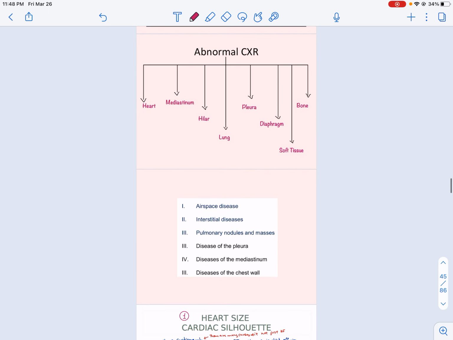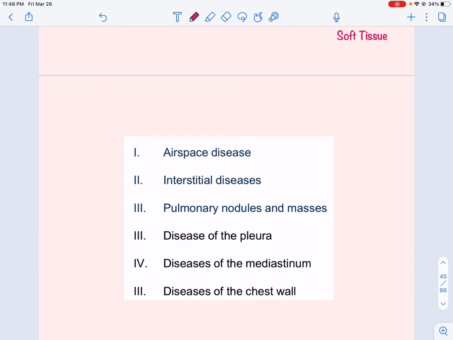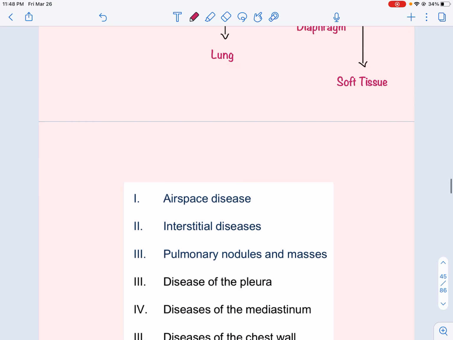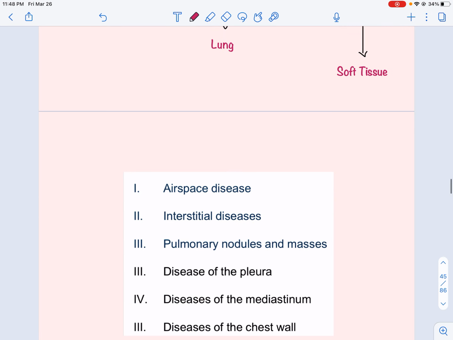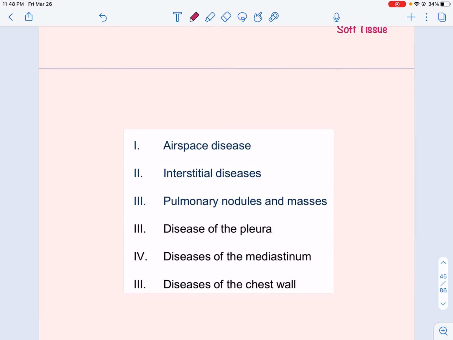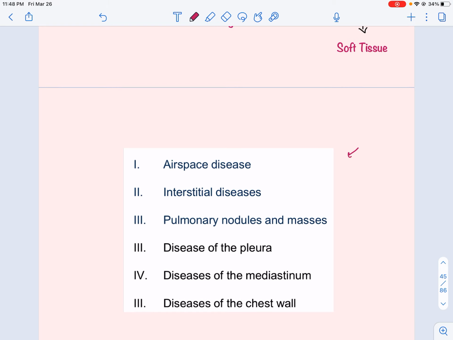For the abnormal chest x-ray, I found it much better to categorize the diseases in this way, but I tried to do it related to the lecture, so I did it in this way. مثلا نقدر نقول is the disease airspace disease or not, interstitial disease or not, pulmonary nodule or masses or not, disease related to pleura, disease related to mediastinum, or disease of the chest wall. هذا I found this one أشمل.